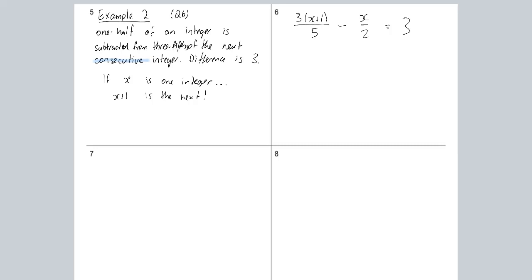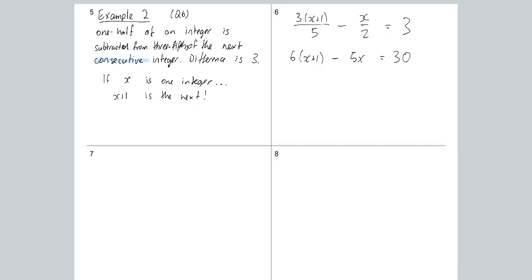Okay, same deal now. I'm going to multiply through by the common denominator. In this case, it's 10. So if I multiply the first one by 10, 5 goes into 10 twice. So I'll end up with 6 outside of x plus 1. If I multiply the second part by 10, the 2 will go into 10 5 times. So I'll be left with 5x. And if I multiply 3 by 10, I get 30. Stop there for a moment, ask questions.